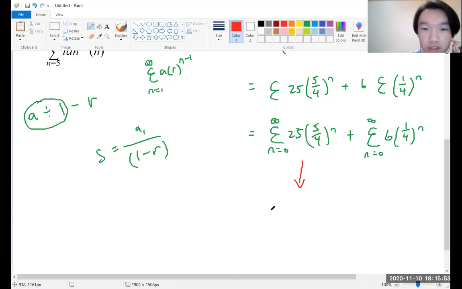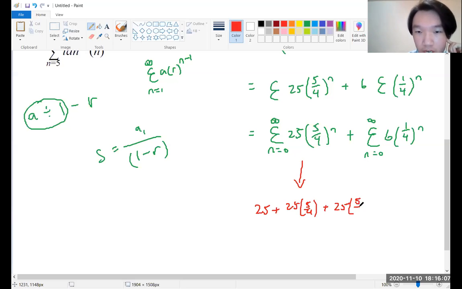So this series, when n is 0, you're going to get 25. That's the first term, plus, when n is 1, 25 times 5/4, plus 25 times 5/4 squared, plus, and so on. So you can see that the terms of this series are actually getting bigger as you go on. If you're adding bigger numbers, then your sum is obviously not going to be finite. So that's why there's that rule where your common ratio has to be less than 1. So this diverges.